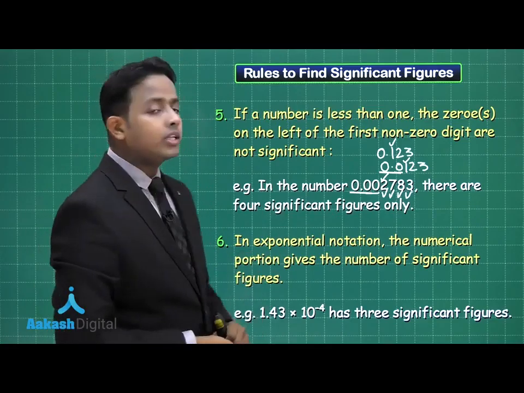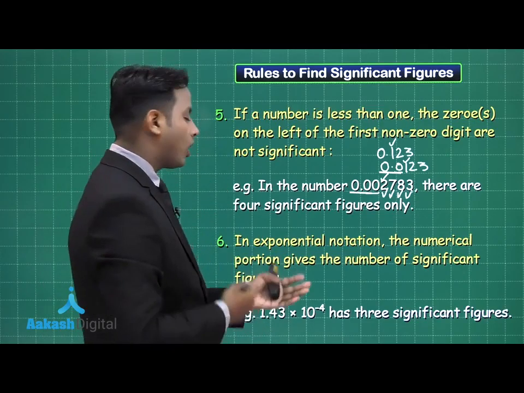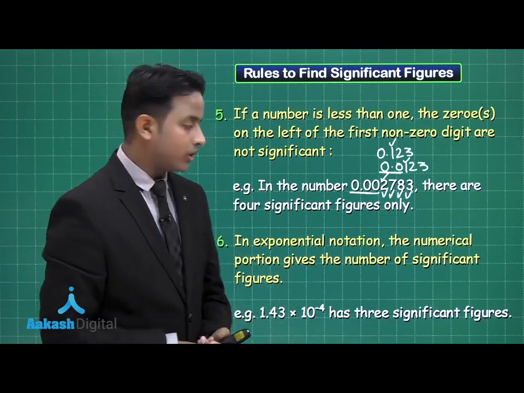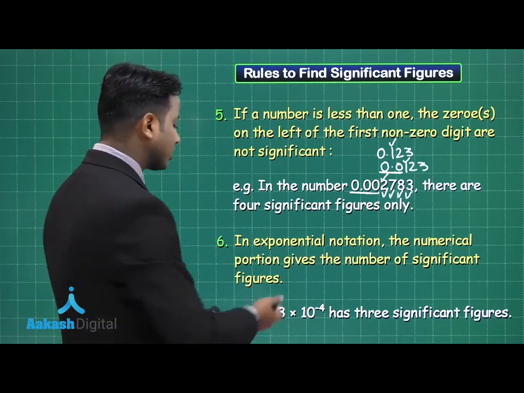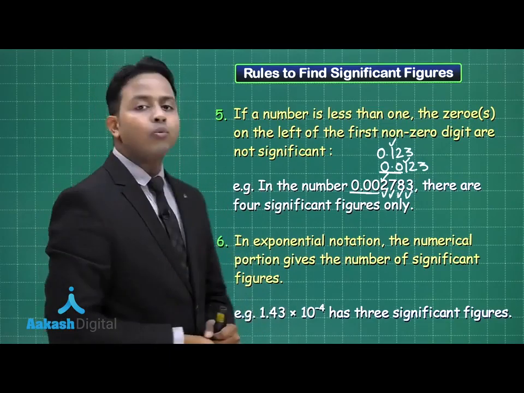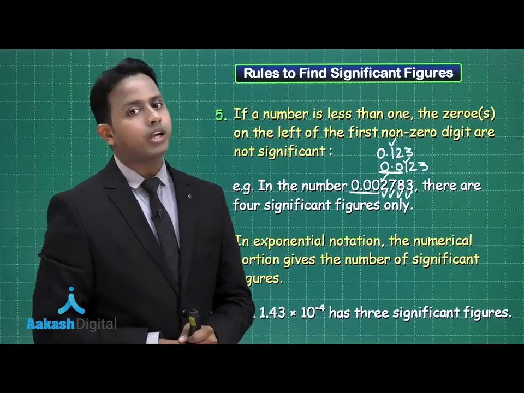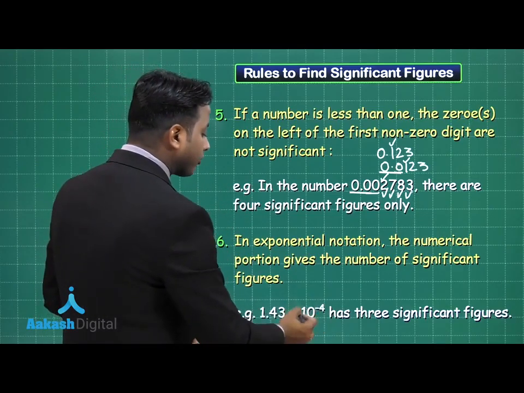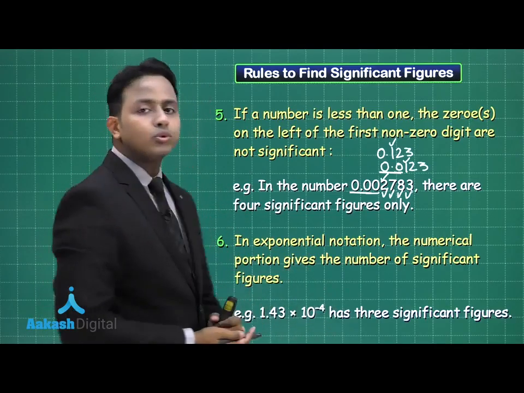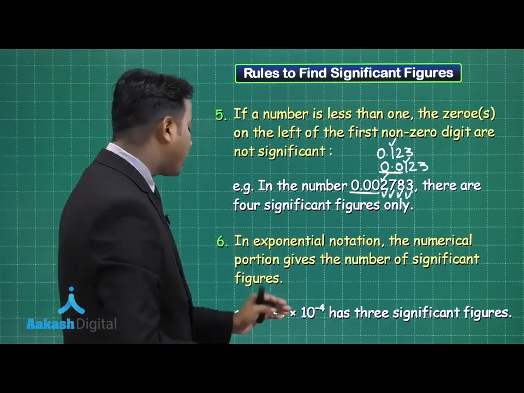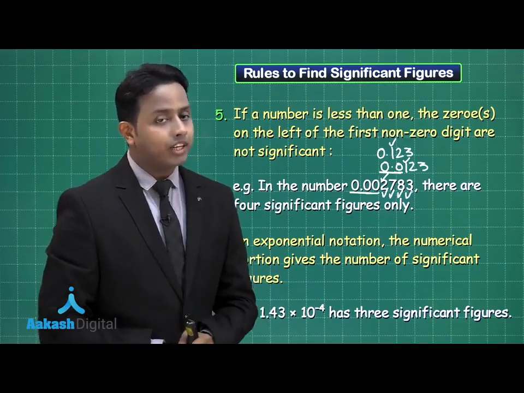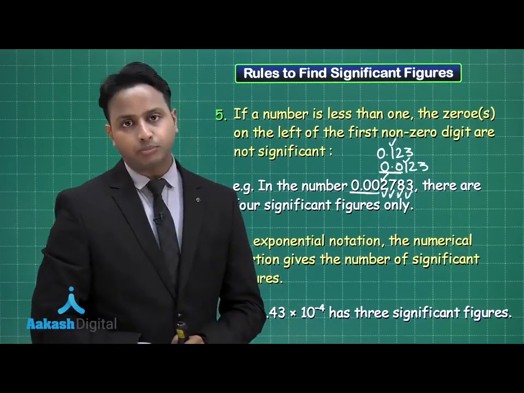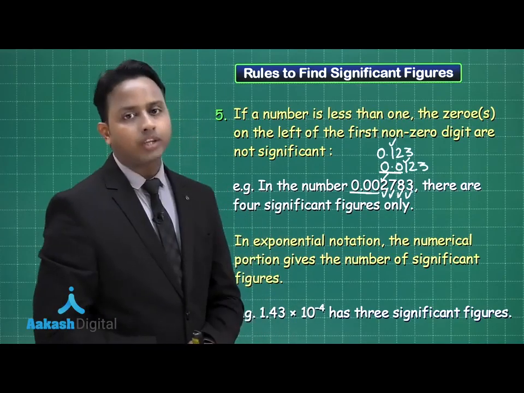Now in the exponential notation, I hope you know how to write down a number in exponent notation. The numerical portion gives me the number of significant figures. Let's suppose I have a number which says 1.43 into 10 to the power minus 4. Now this is the power factor, so it will not contribute to the significant figures, but this numerical portion 1.43 will give me 3 significant figures for this particular measurement. I hope this is also very clear to you.